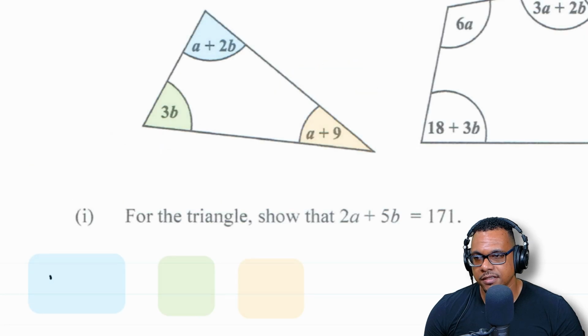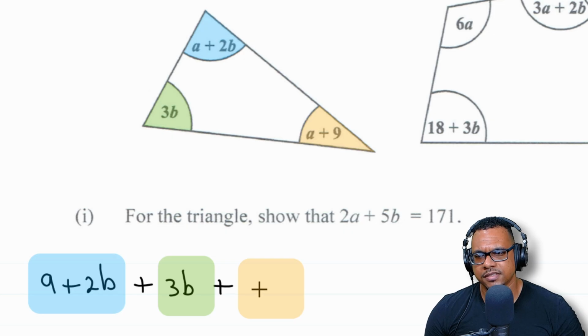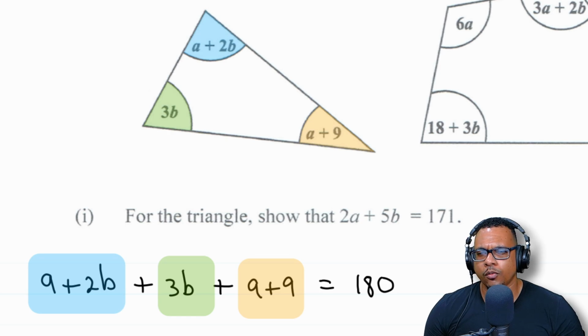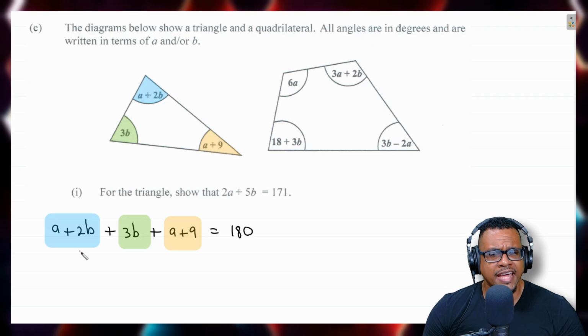So I'll have the A plus 2B plus the 3B plus the A plus 9. And that's supposed to add up to 180 degrees. Now, what we could do is bring our like terms together. Now, I know my A is looking like a 9, so I'll just shorten this here so it looks like an A, and also this one. So now what we'll have to do is bring our like terms together.